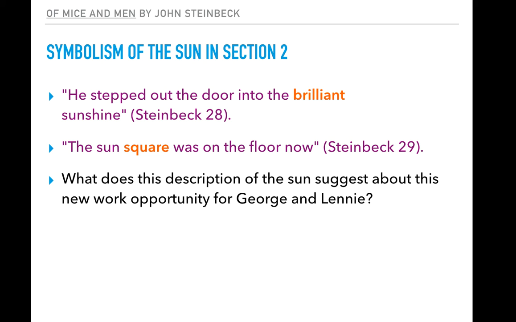Also in section 2, there's a couple other times the sun is mentioned. "He stepped out the door into the brilliant sunshine." "The sun square was on the floor now." So what does this description of the sun suggest about this new work opportunity for George and Lenny, particularly thinking about these words brilliant and square in describing the sun?